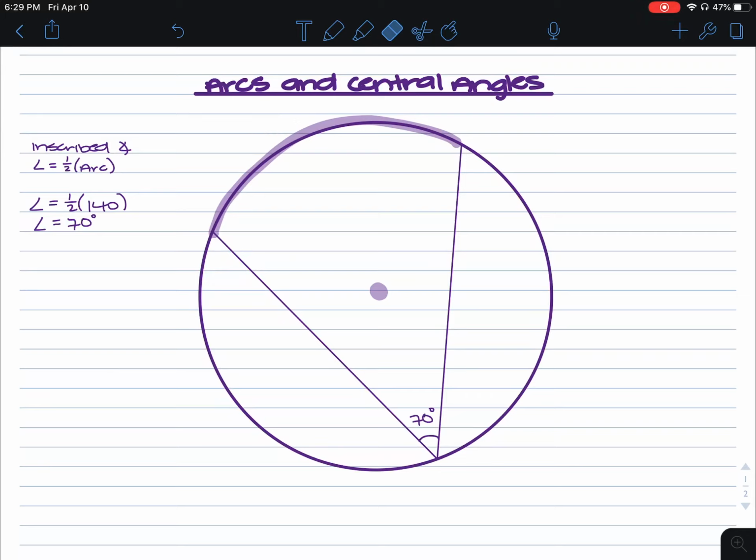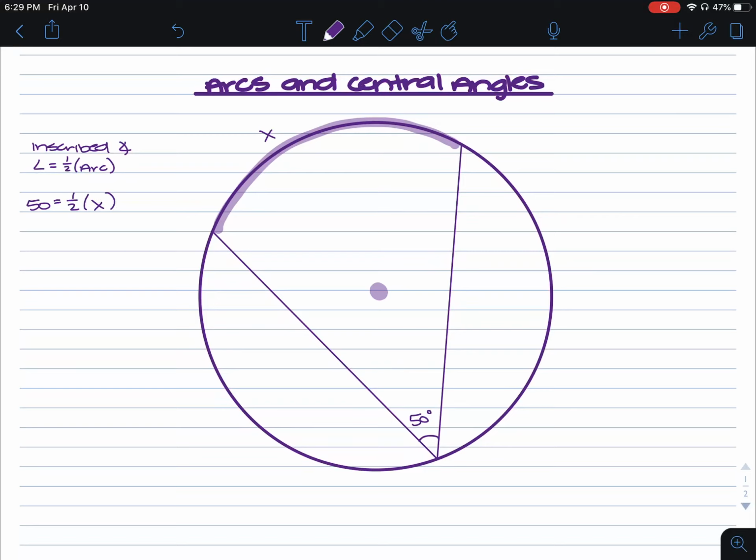So let's say I am given my inscribed angle, and I'm not given my arc, and that's what I want to find. Let's say my inscribed angle was 50 degrees. I want to find this arc here. Let's call that x. So let's plug in what I know. Based on this formula, my angle, which in this case is 50, equals 1/2 my arc. My arc in this case is x.